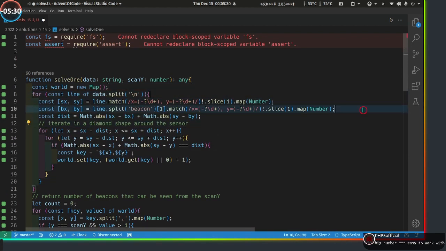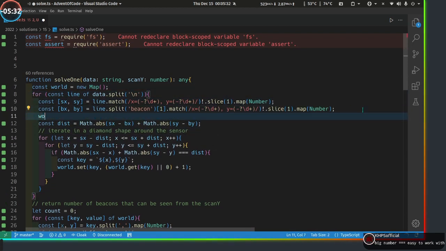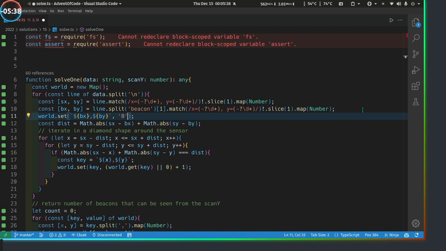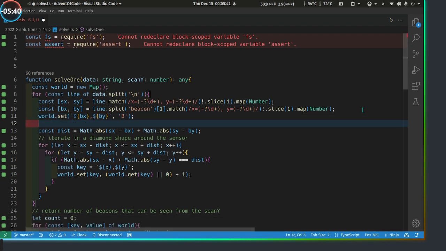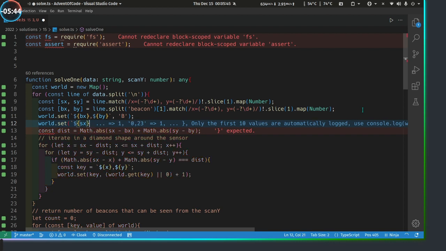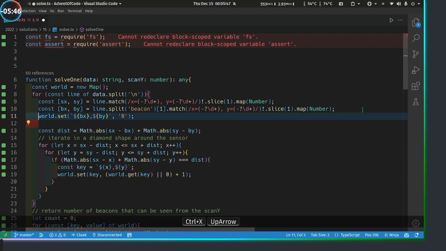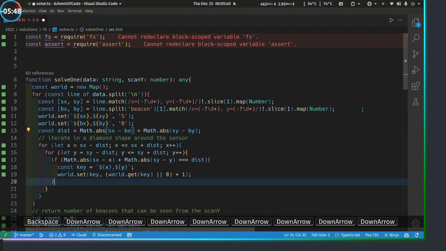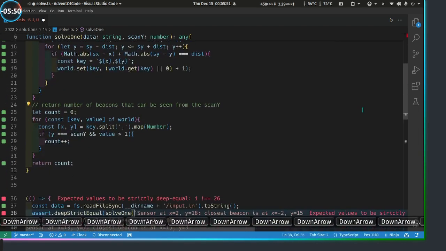Okay, so let's draw. world.set, beacon. We'll give you the letter B. Great. Do it for the sensor. Oh, well, you forgot the rest of it, Copilot. Thank you, good sir. Okay, now I need to get the least and the most.